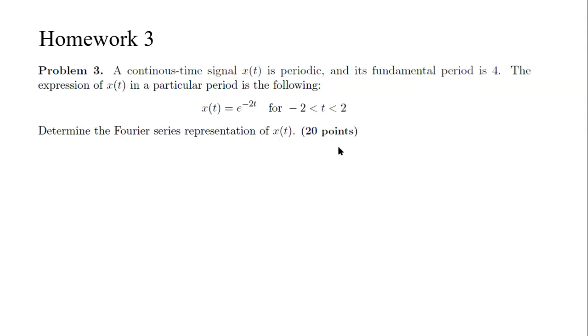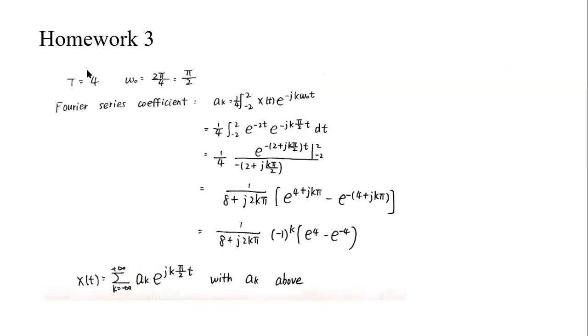So let's look at the answer directly. The fundamental period is given. It is 4. The fundamental frequency is 2 pi divided by the fundamental period, so it is pi over 2. And then we use the standard formula, the integral, to calculate the Fourier series coefficient. ak is equal to 1 over T, T is 4 here, the integral over a particular period, from minus 2 to 2, of x of t exponential minus jk omega 0 t. I missed dt here.